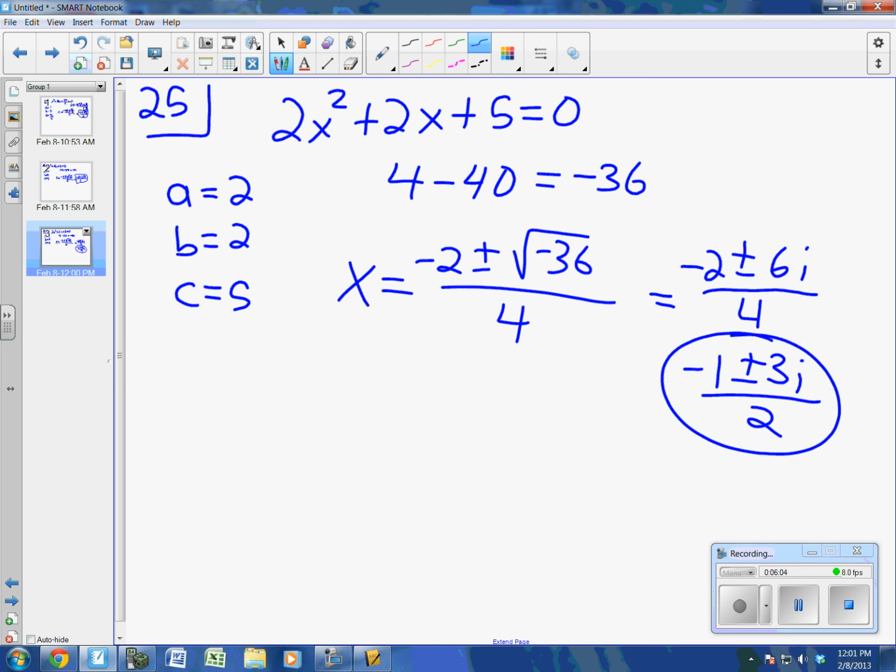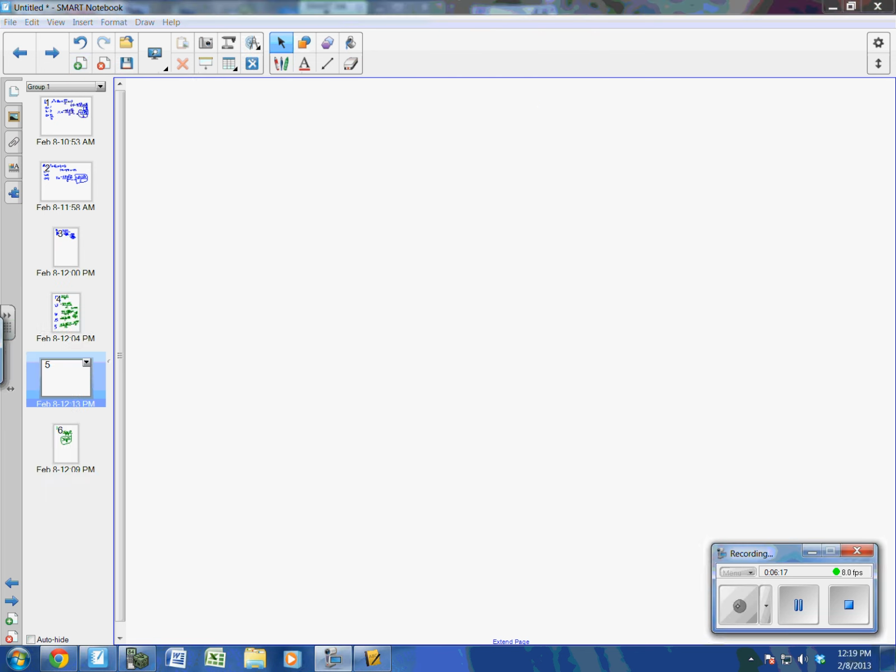You guys got it. You guys sound like you got this down. All right. Okay, so negative 1 plus or minus 3i over 2. Okay, we're going to correct this assignment right now. Quickly. I want everybody to solve this one right here.